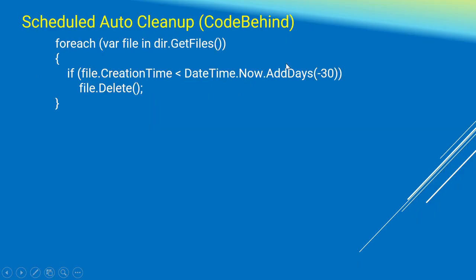Another way is to write a small console app or PowerShell script that deletes old files. Use Windows Task Scheduler to run it daily. Keep a log file for transparency and auditing.